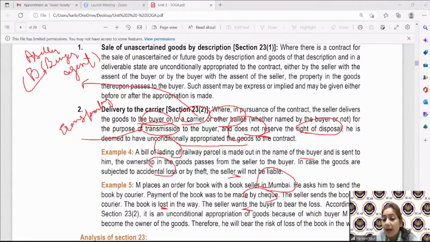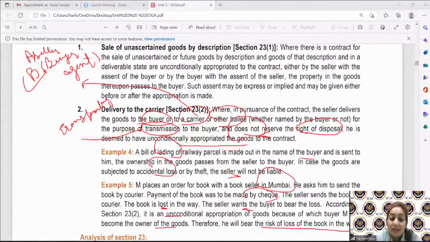The seller really wants the buyer to bear the loss. Why? Because it is an unconditional appropriation, because of which buyer M has become the owner of the goods. Therefore, he will bear the risk of loss of the books on the way. Now, children, at times such things sound very unfamiliar and you'll be confused, thinking that I have not even received the goods and I'm still bearing the loss.